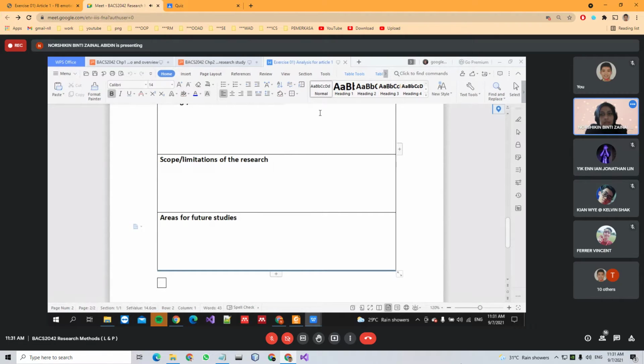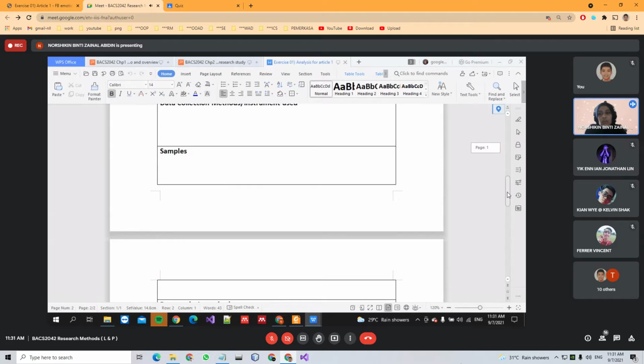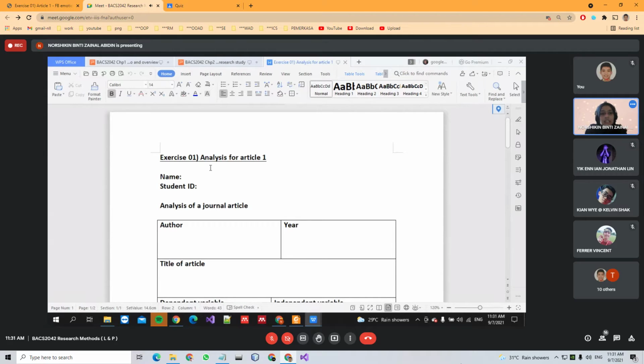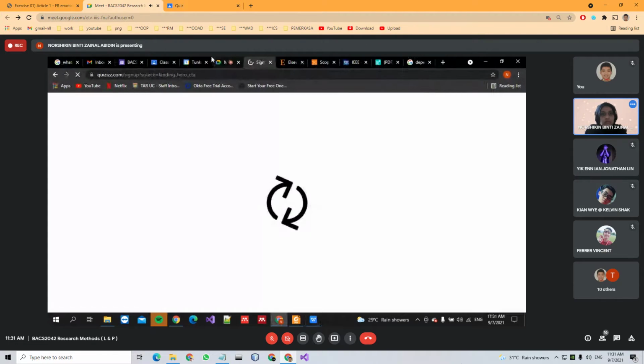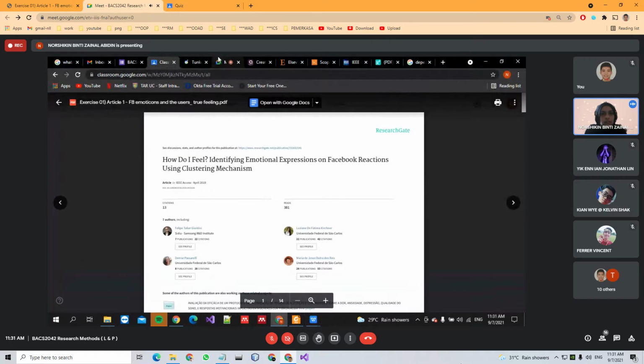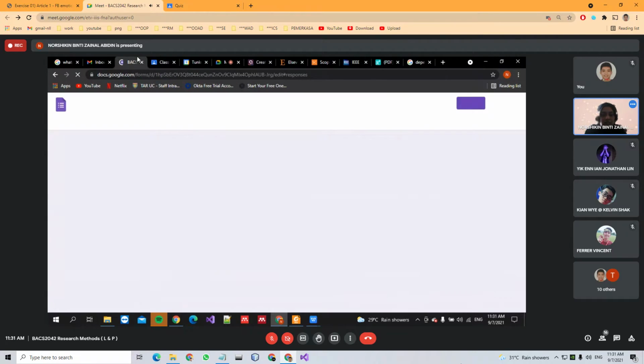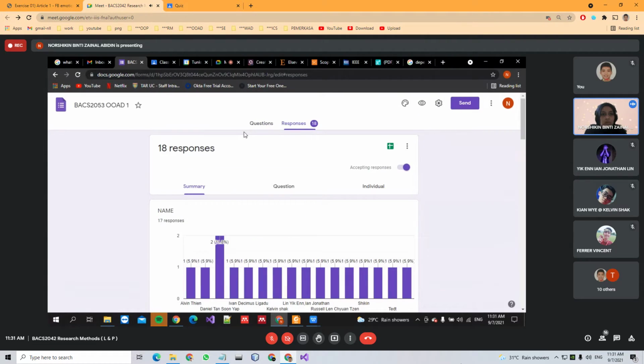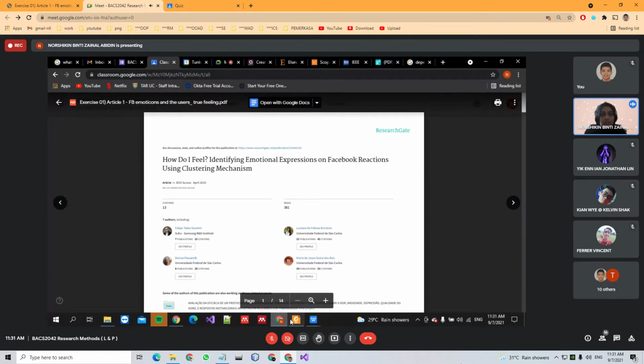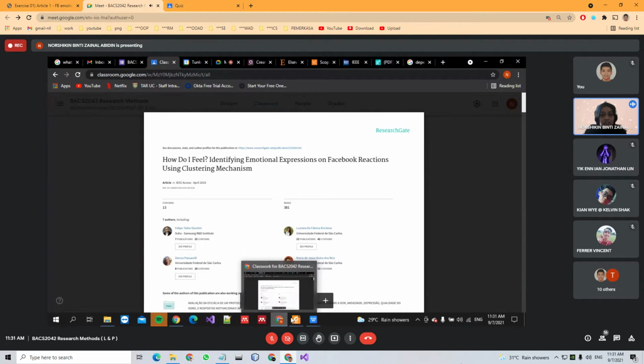And then basically the purpose of this exercise 1 is for me to introduce to you guys how to extract information from an article or research paper. I think I already uploaded the second exercise in the class. So for the second one, you can download and try to do it, and then maybe we will discuss later in our next class.